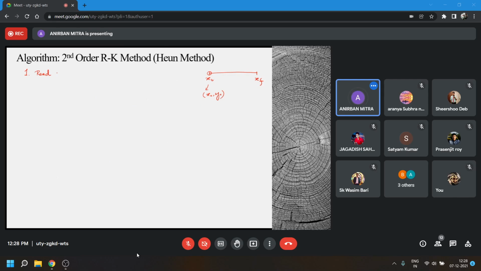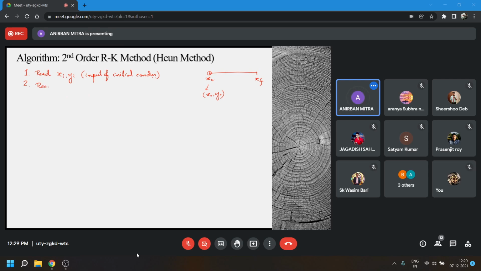So let me take the input as xi, yi. Although it is written as xi, yi, basically we are taking the input of x0 and y0. So this is the input of the initial condition. What else is required in terms of input? The step size, of course. What would be h? So we need to read that as well.